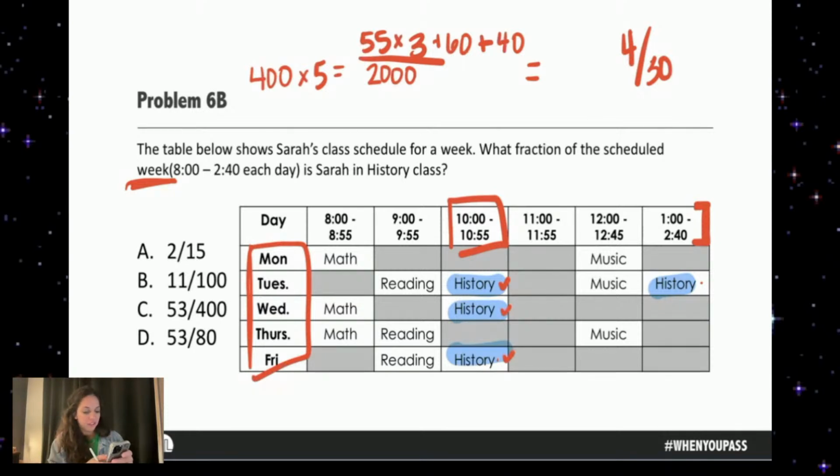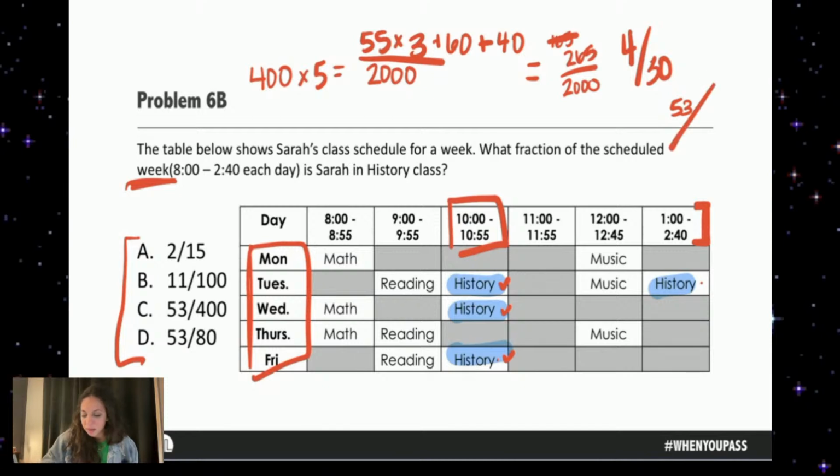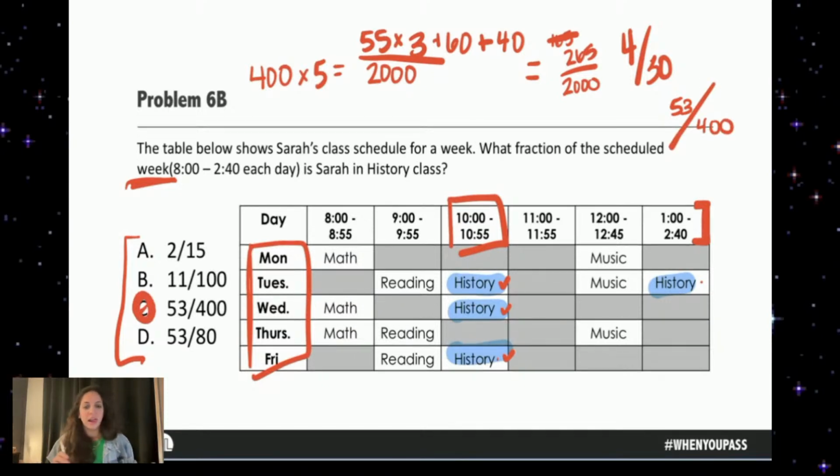So I have 55 times 3 is 165 plus 60 plus 40 is 265 out of 2,000. Do we see that answer here? No, but we just have to simplify. 265 divided by 5 is 53. 2,000 divided by 5 is 400. 53 out of 400 is our answer.